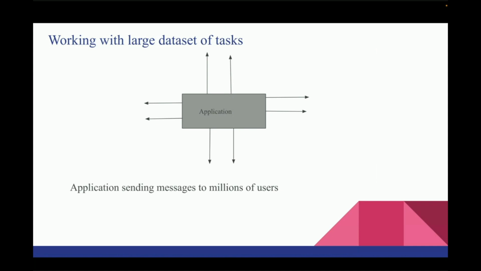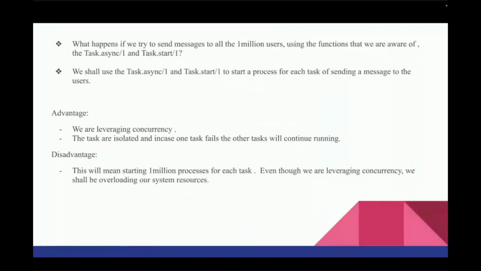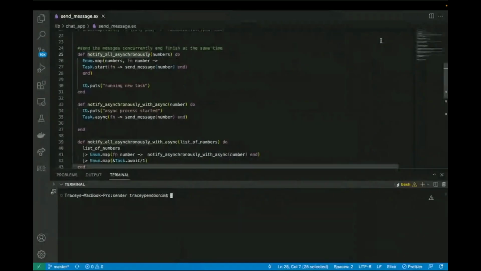So here is an example of an application sending messages to 1 million users. What if we try to send the messages to all 1 million users using the functions that we are aware of? There's Task.async and Task.start. We used these two functions to start a task concurrently. So I'm going to go to my code editor and see what happens if we try to start this process using Task.async and Task.start.